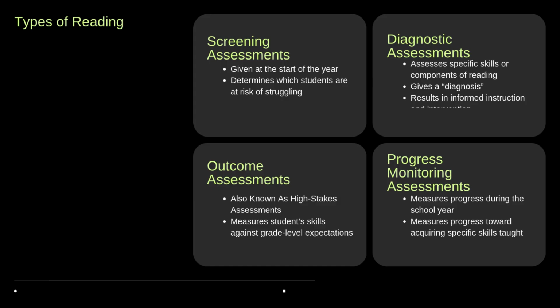The next one is outcome assessments, and these measure the overall achievement at the end of a period or at the end of the year. These are also known as high stakes assessments, and they measure to see if the student's skills are matching their grade level expectations. Lastly, progress monitoring assessments are tests that can be given throughout the school year, and they measure progress toward acquiring specific skills that have been taught. For example, a teacher might use a weekly fluency check to see if the interventions are actually working.